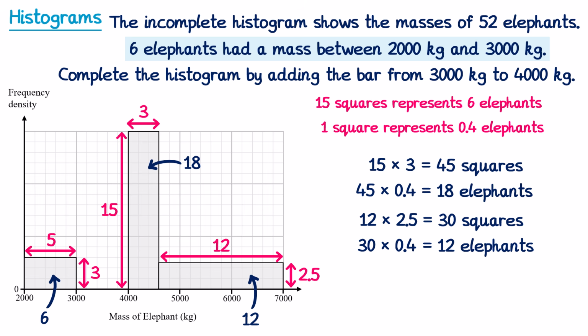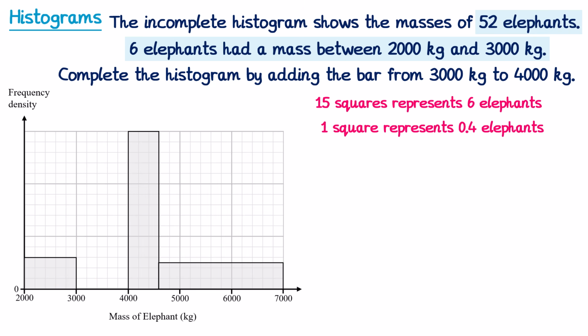So in the bars that we can see, we have 6, 18, and 12 elephants. That's a total of 36 elephants. We're told in the question there are 52 elephants though. So if we subtract 36 from 52, we find there are 16 elephants remaining. Those 16 elephants need to be in the bar that we've been asked to draw between 3,000 and 4,000 kilograms.